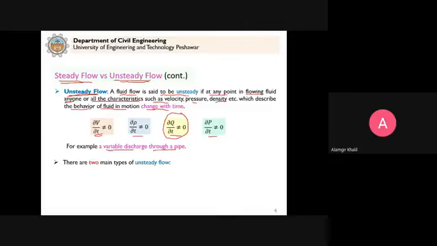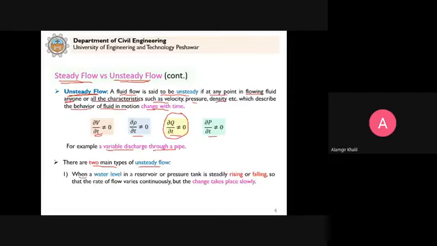So now that we are going to study unsteady flow problems, there are two main types of unsteady flow problems that we are going to discuss in this chapter, because we follow the textbook. The first one is when the water level in a reservoir or a pressure tank is steadily rising or falling, so that the rate of flow varies continuously, but the change takes place slowly. This is one type of problem.